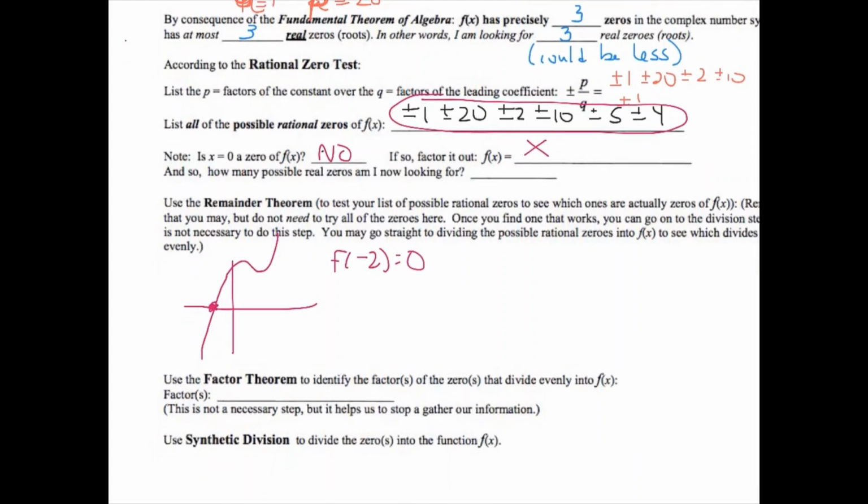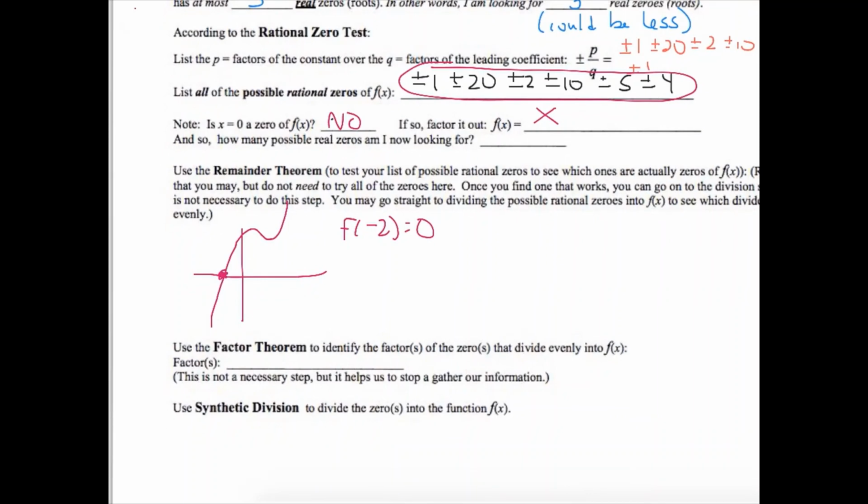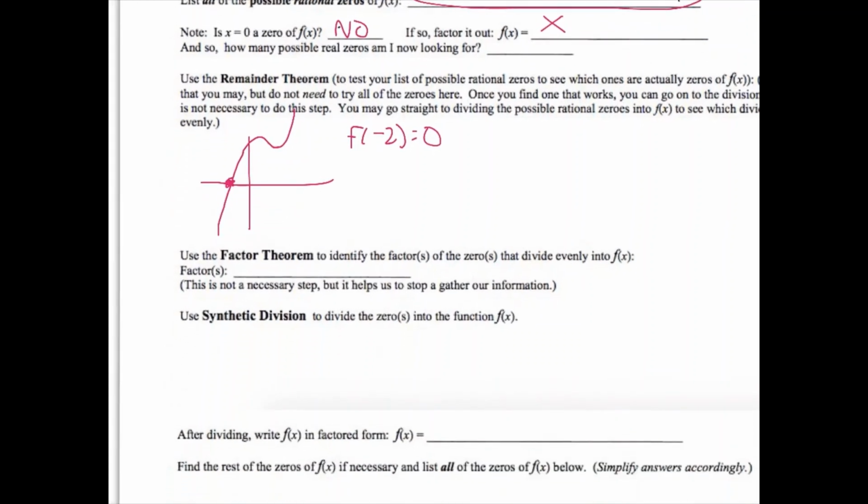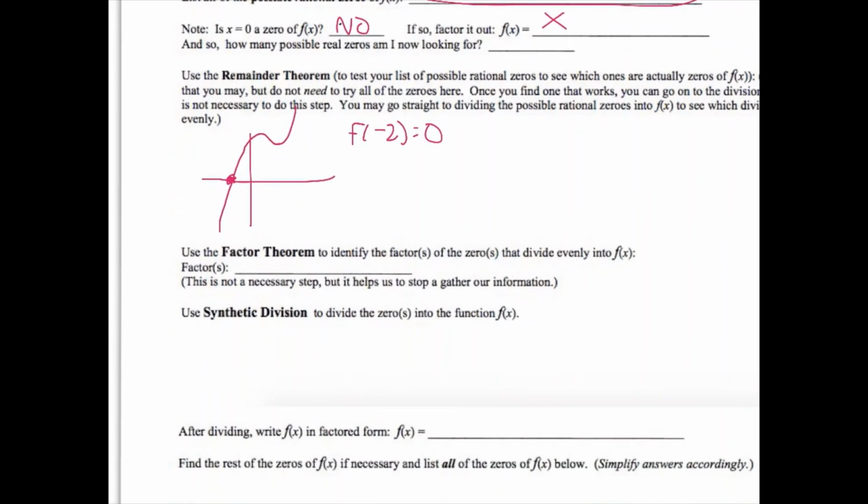So I have to find 2 other zeros. Now the graph does not cross any other places on the graph. It only crosses that one place. So what we have to do now is use synthetic division to find out what the other 2 are. And this is where we're going to use our quadratic formula, our synthetic division, all the tools we've learned in this chapter so far.